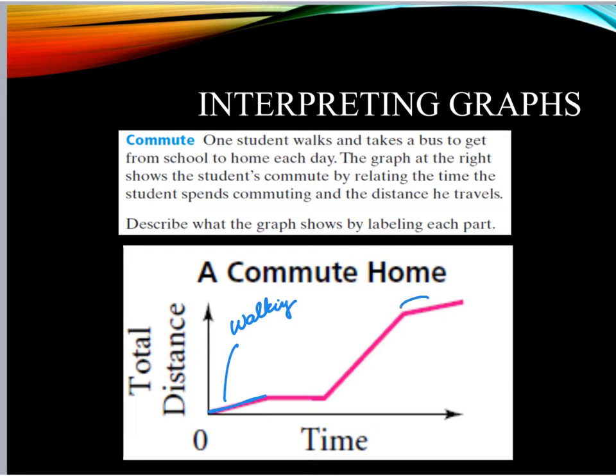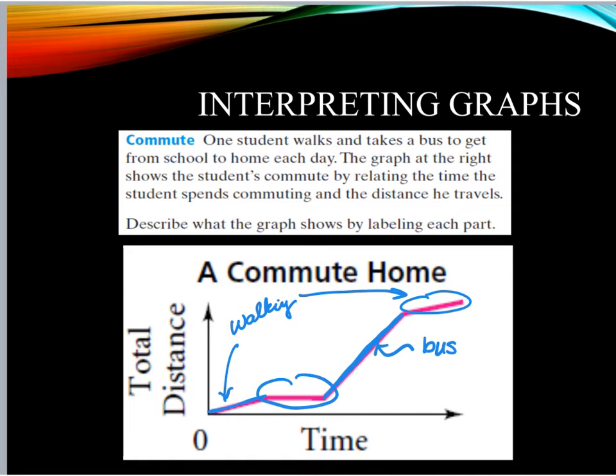Likewise, this region over here is also a more shallow slope. So I would say that these two regions are where this person is walking. Now in this region, I can see that this gets steeper. So we're going faster, it's taking less time. So this right here is probably where the person is taking the bus. So the person is riding on the bus.